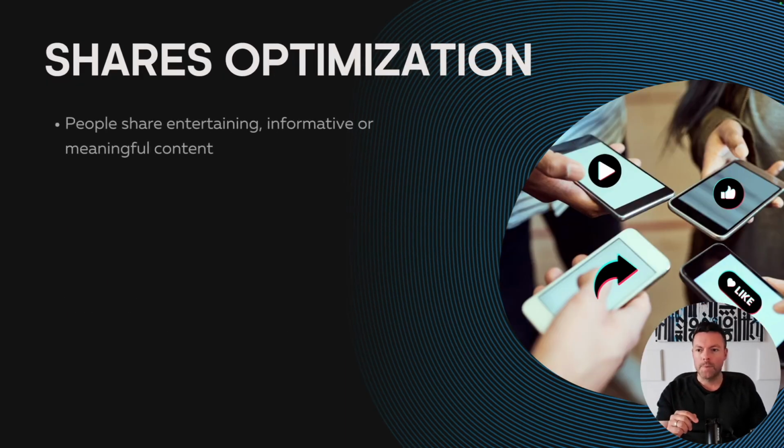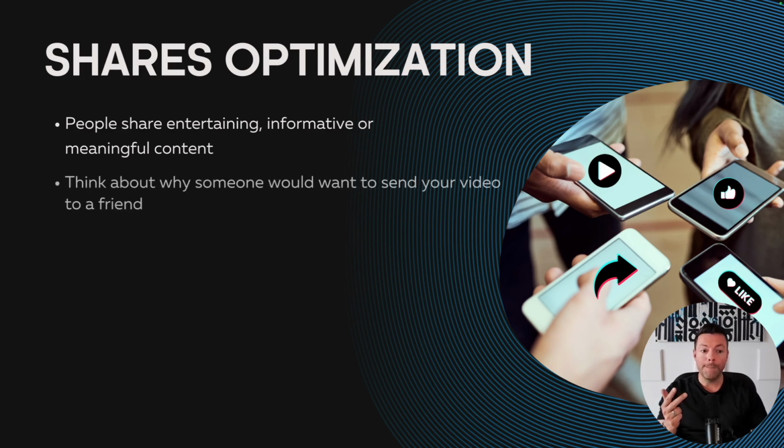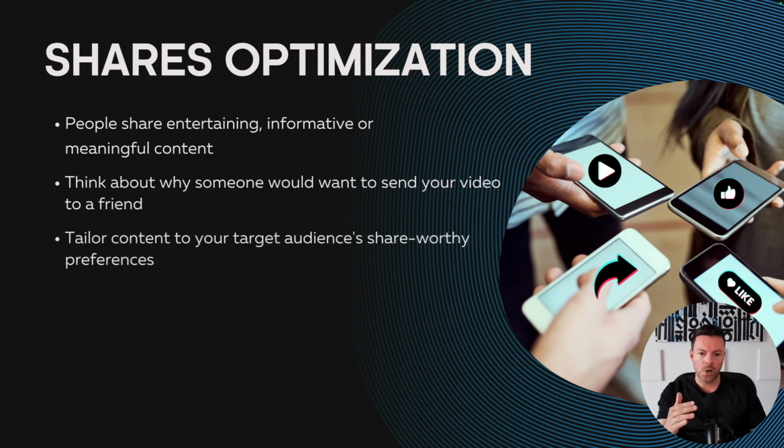Let's talk about shares optimization now. People share entertaining, informative, or meaningful content. Okay, those three things. Think about why someone would want to send your video to a friend. Tailor content to your target audience's share-worthy preferences. Again, by seeing which videos are popping off in your niche, you can see which ones are actually going absolutely viral, but also how many shares they're getting, which ones are getting both, going viral and getting tons of shares.